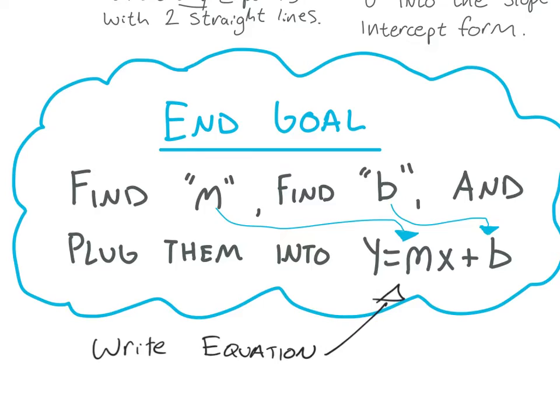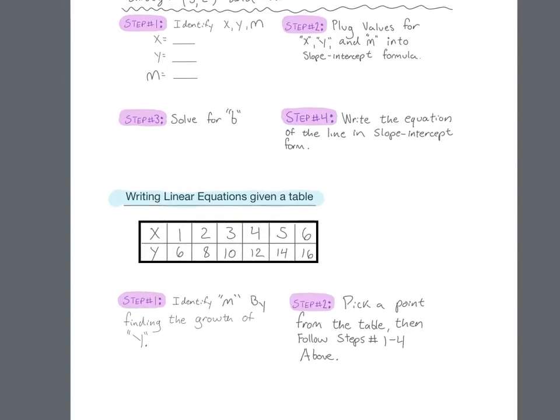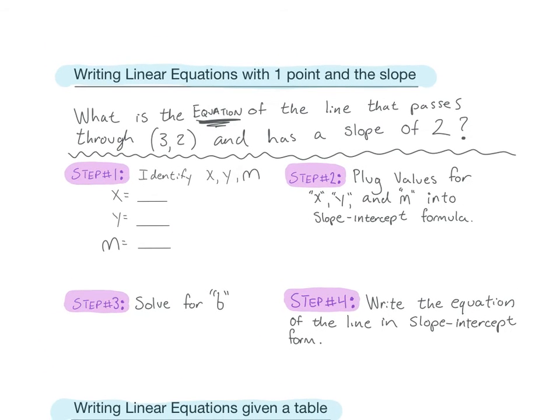So let's go back to the front of your paper. First we are going to write linear equations with 1 point and the slope. The question says, what is the equation of the line that passes through the point (3, 2) and has a slope of 2? Now we have 4 steps in order to solve this problem, and I want you to follow each and every step. Please do not skip any. 1, 2, 3, 4.